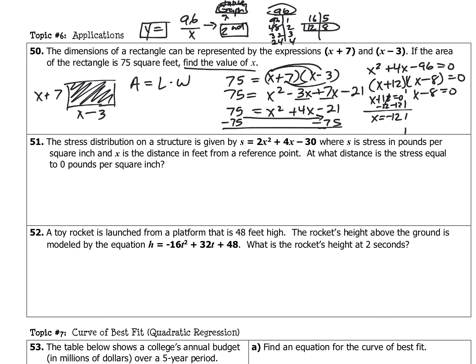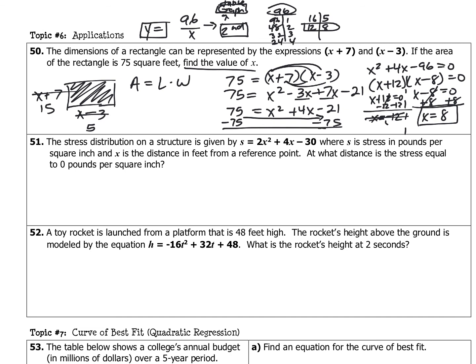Well, we can't have a negative length, right? So that one's not going to work. And then we have add 8 to both sides, and x equals 8. So the side length, the value of x is 8. And then we could use that to determine, see, 8 plus 7 is 15. 8 minus 3 is 5. So there was the length and the width, even though that wasn't asked.